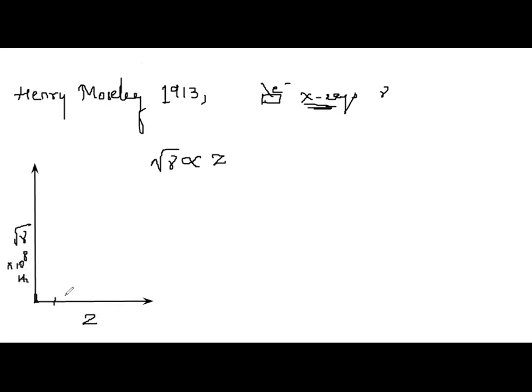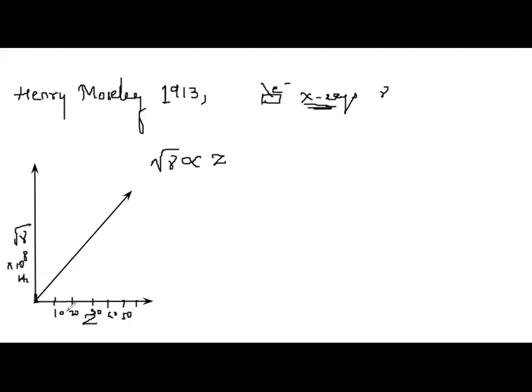Atomic numbers 10, 20, 30, 40, 50, and so on. And he observed that when he plotted the graph of the square root of frequencies against the atomic number, he got a straight line passing through the origin. So he plotted the graph between the square root of frequencies and atomic numbers of different metals, and a straight line was obtained.